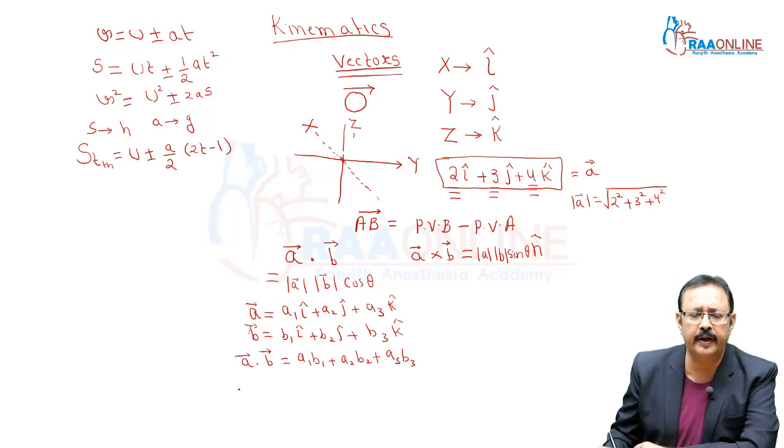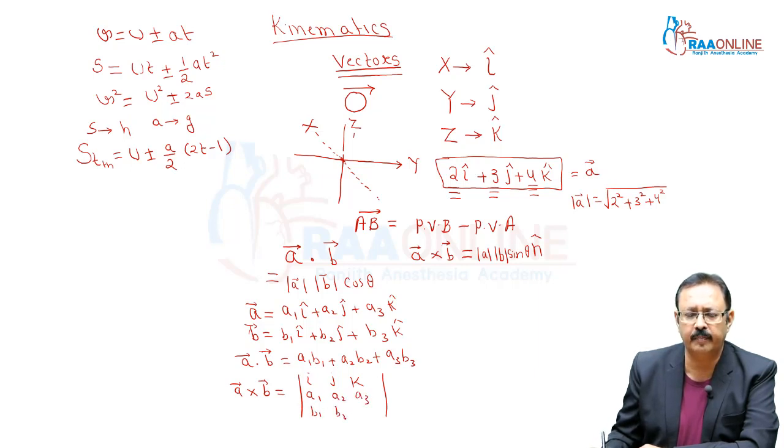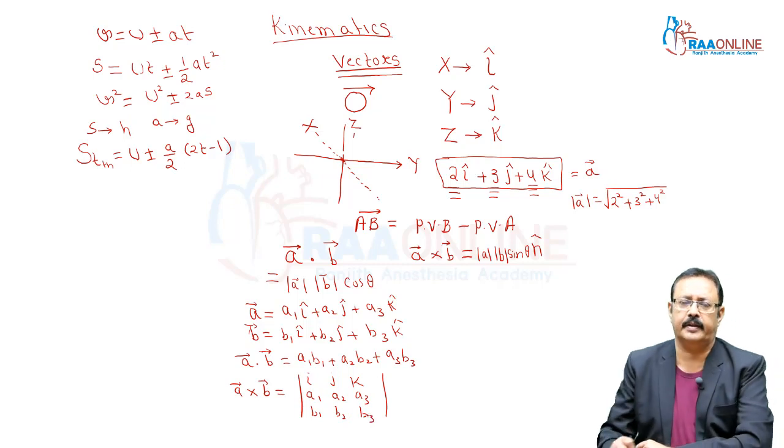If you want to calculate A cross B, it is a vector, means it should be in terms of i, j, k. Make a determinant. First row i, j, k. If you are writing A first, then second row should be from A, A1, A2, A3, then B1, B2 and B3.